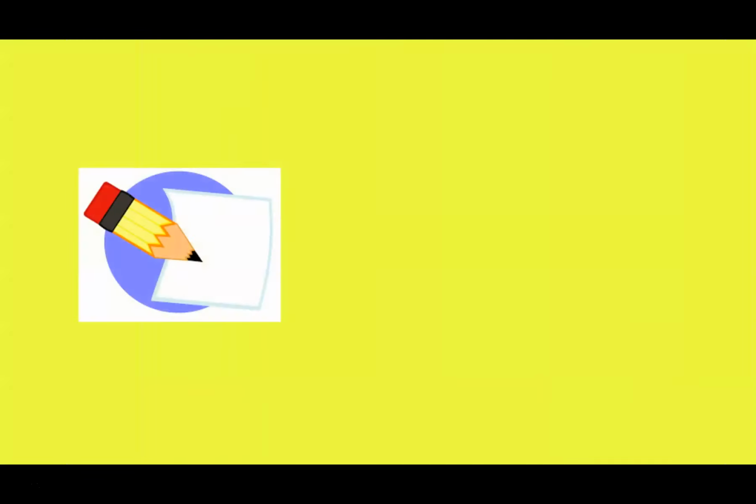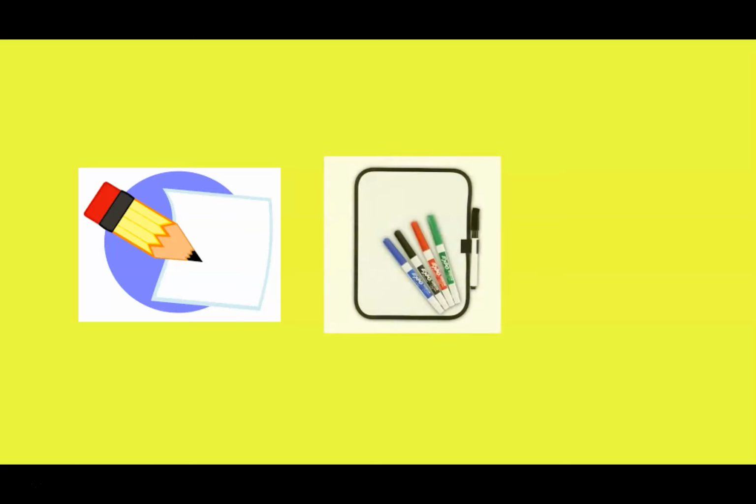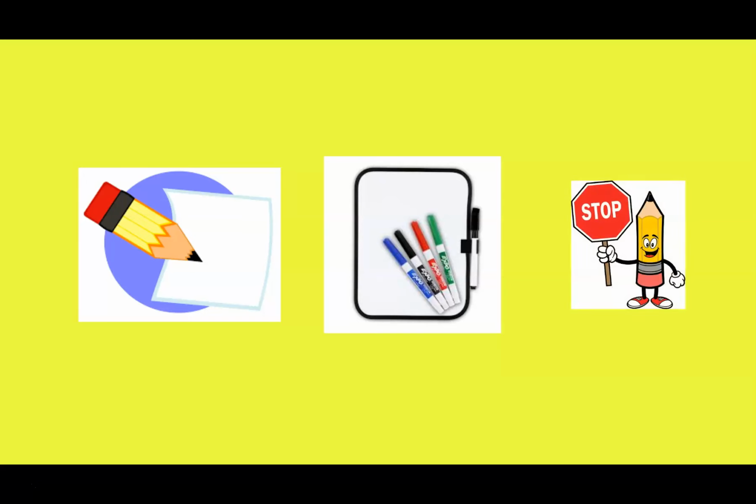In today's lesson, there will be opportunities to practice some writing, so please have a paper and something to write with ready. You could also use a whiteboard and whiteboard marker if you happen to have one. Last, when you see this stop symbol, that means I'd like you to stop the video so that you can write or spell on your paper or whiteboard.